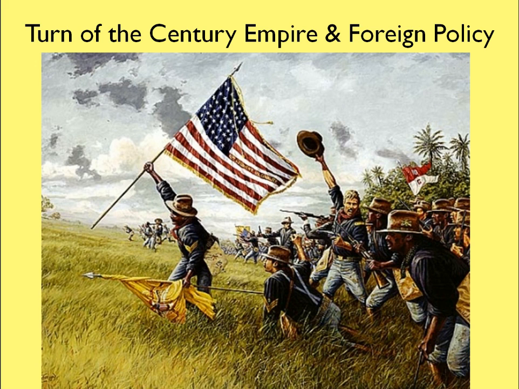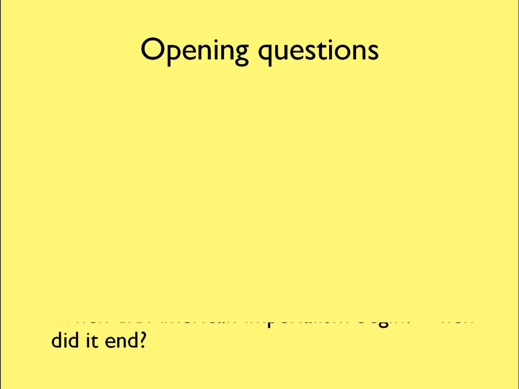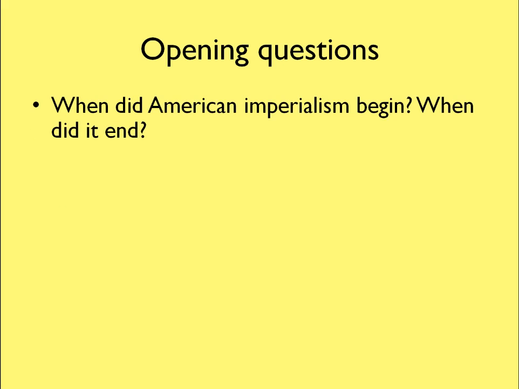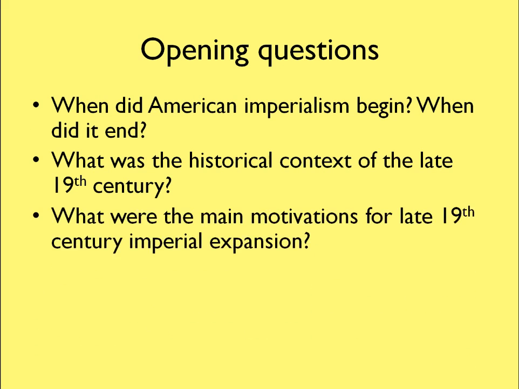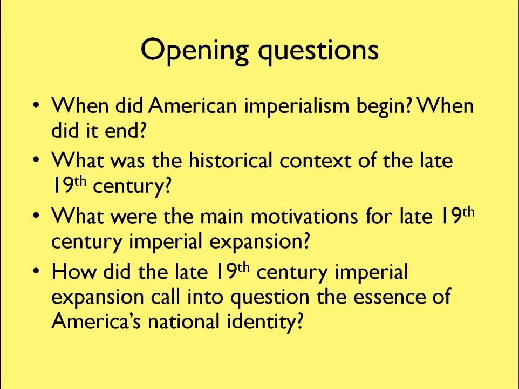All right, so we got some opening questions. First off, when did American imperialism begin, and when did it end? What was the historical context that this expansion was taking place in? What were the main motivations for late 19th century imperial expansion, not just for the Americans, but all nations? And how did this imperial expansion call into question the essence of Americans' national identity? Who are we as a nation, or who are they as a nation?